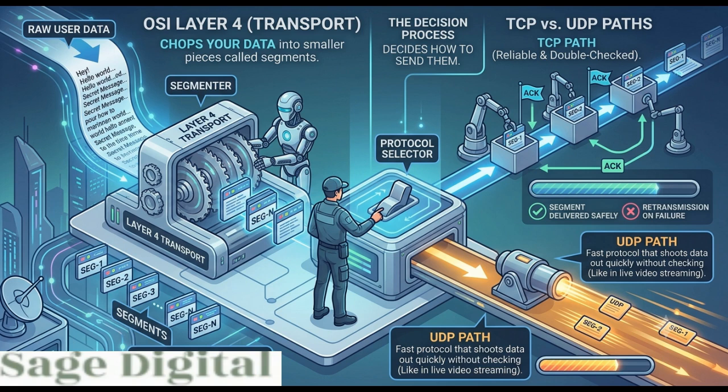Floor 4, the transport layer, the delivery coordinator. Things are getting physical now. Your message might be too big to send in one massive chunk, so floor 4 breaks it down. The job is it chops your data into smaller pieces called segments. It also decides how to send them. Should it use TCP or UDP protocol?